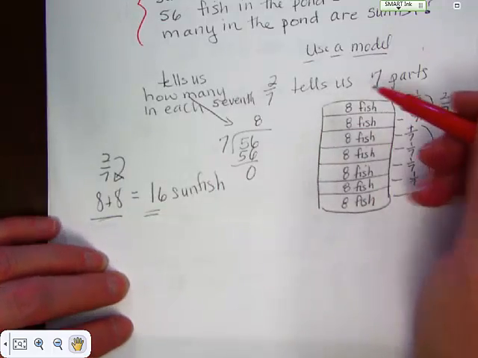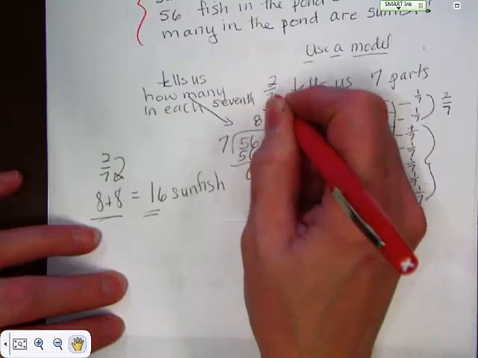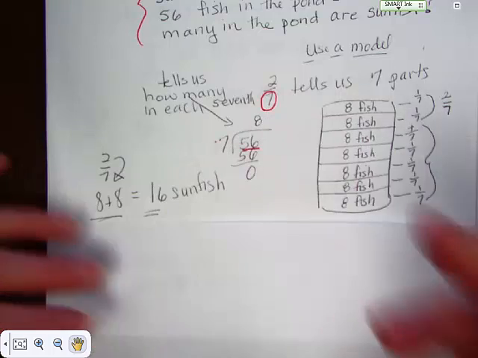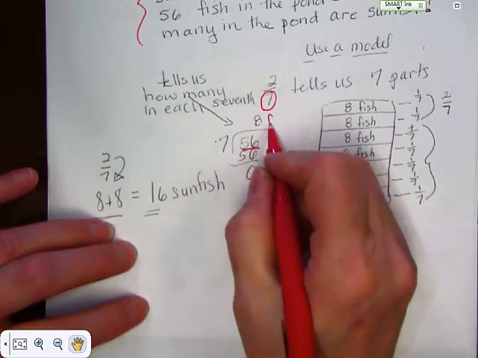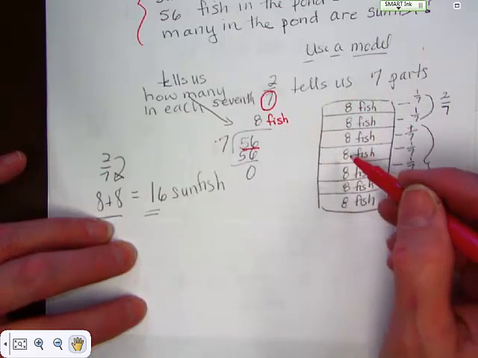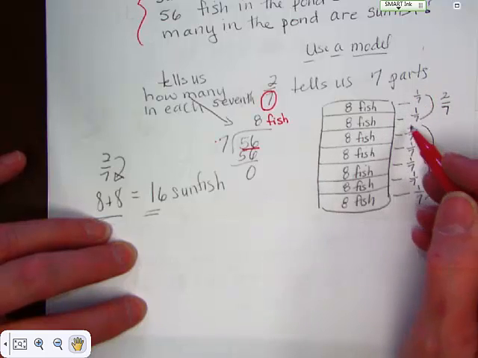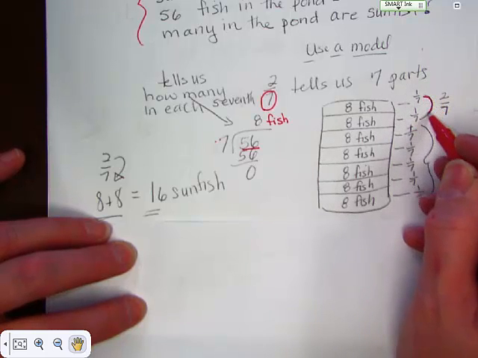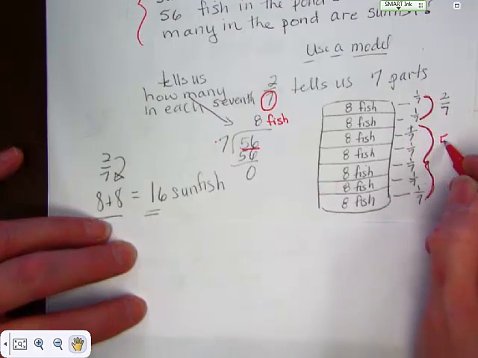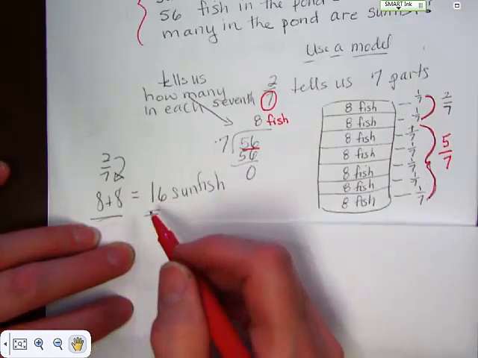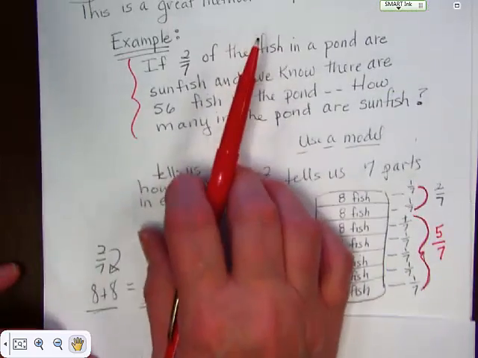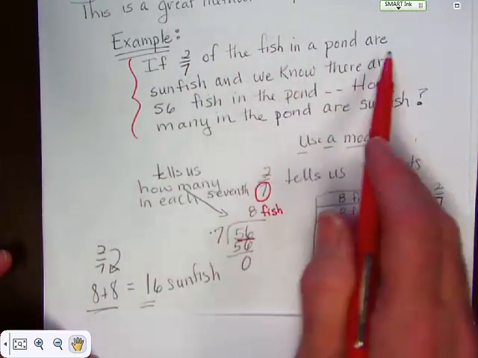Since we're dealing with sevenths, we would take our 56 and divide it by 7. We would find out that each seventh is 8 fish. So we would create our model over here and put 8 fish in every slot. Each slot is 1/7. There are 2/7 here, and of course this down here would actually be the rest, which is 5/7. Now the question was, how many in the pond are sunfish? And above it, it said 2/7 of the fish in the pond are sunfish.